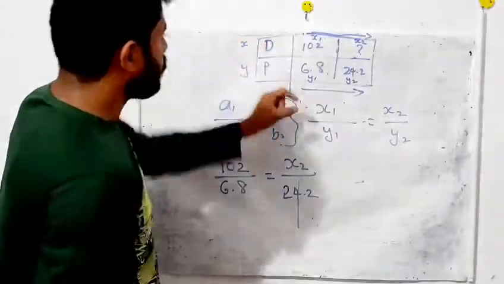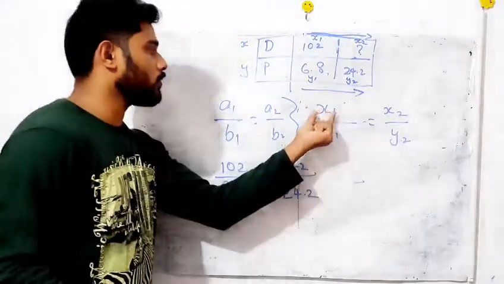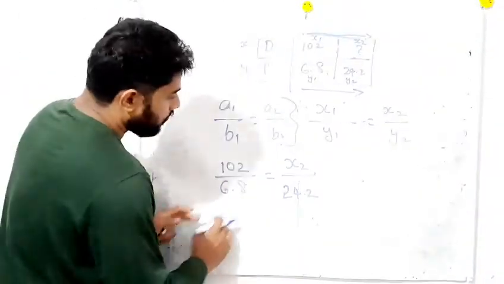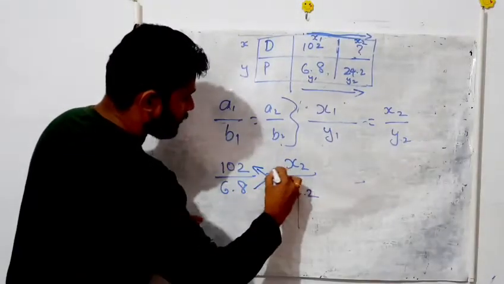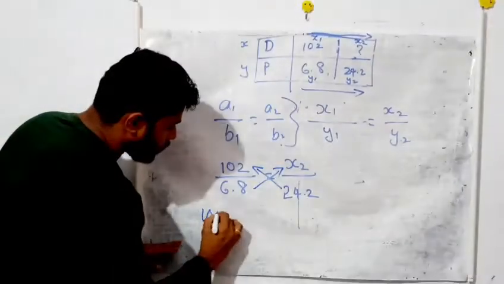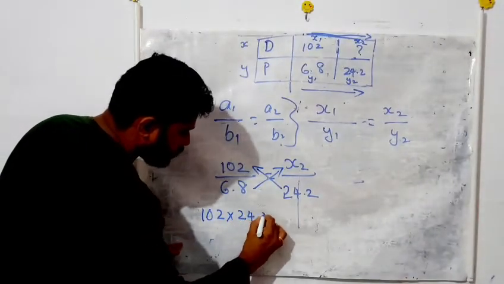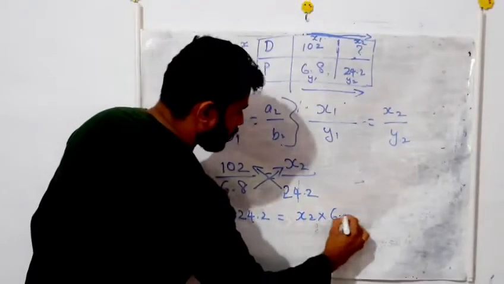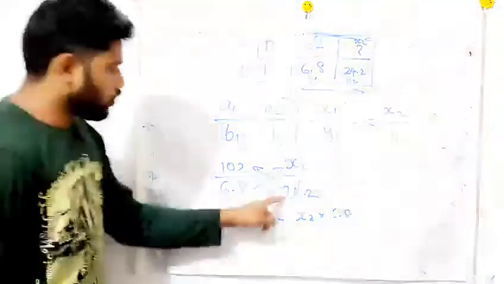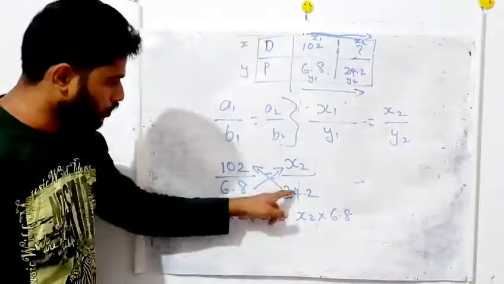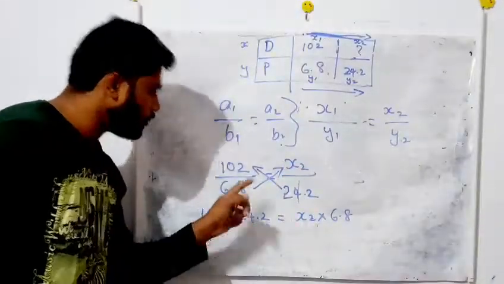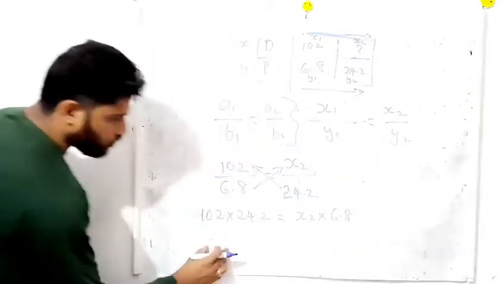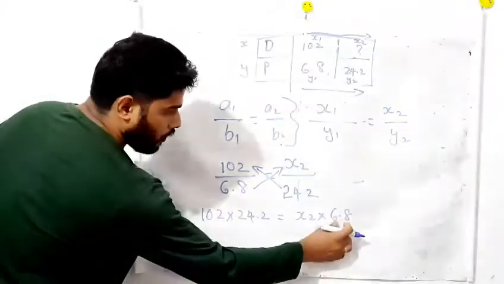Clear? So we are given the values here according to the equation x1 by y1 is equal to x2 by y2. We are given the values here, so we got it like this. Now we can use cross multiplication. That means 102 into 24.2 is equal to x2 into 6.8. Clear? 24.2 into 102, or 102 into 24.2, is equal to x2 into 6.8. Now this 6.8 from the right hand side will come to the left hand side.